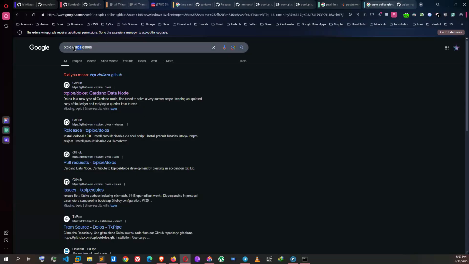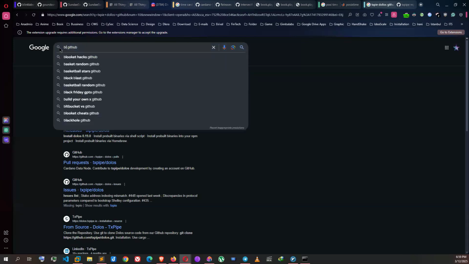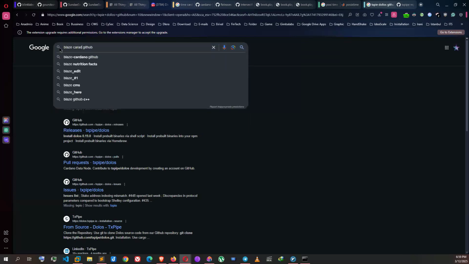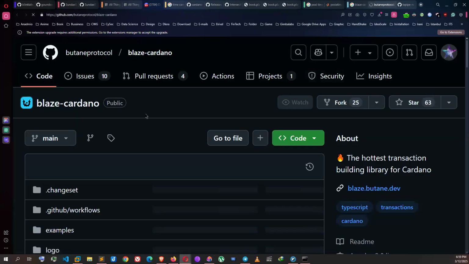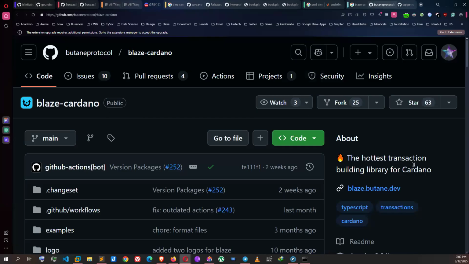Actually, let's look at Blaze on GitHub. Is it this one? Yeah. Okay, the hottest transaction building library for Cardano. Well, I don't know about the hottest. We should judge that later, comparing Apollo. Apollo has a good body. Anyway, Blaze is exactly that.